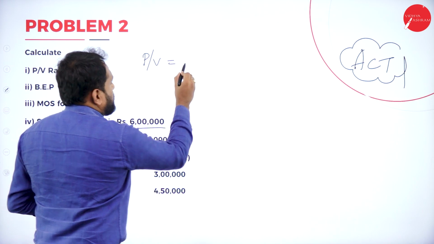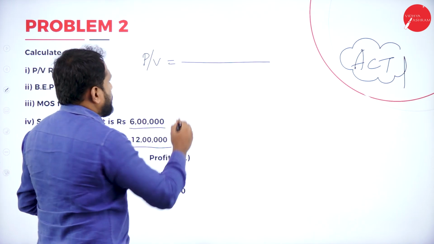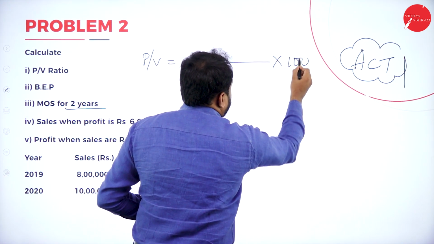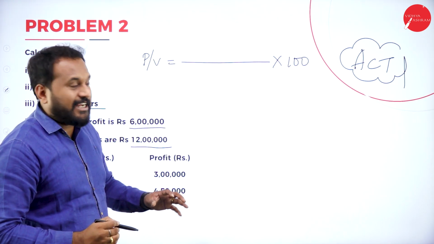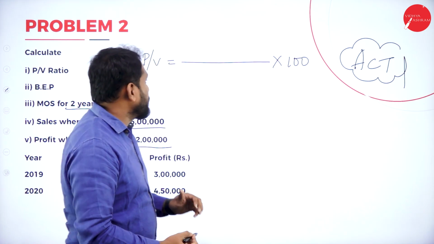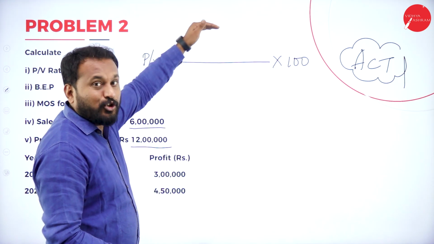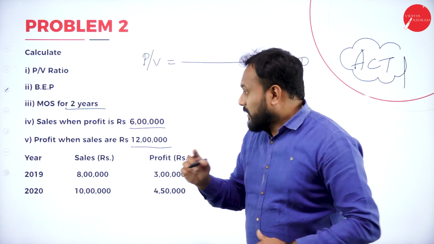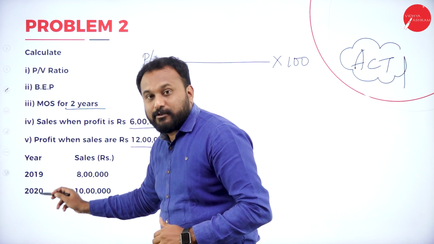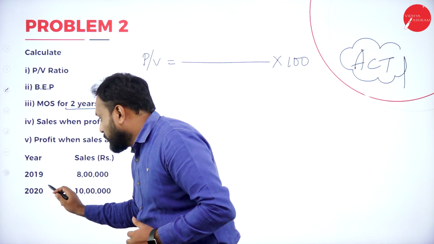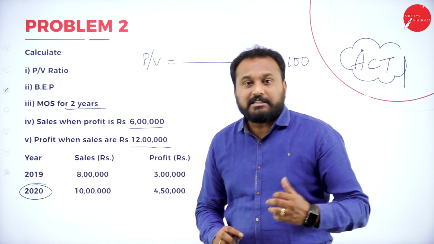The formula is very simple. PV is equal to, now draw this. You draw the line and then multiply by 100, because PV is always a ratio, it is always calculated with the 100, so you get percentage. Now what exactly are the numerator and the denominator? Understand how to remember. 2019 and 2020, which is the current year? Right now the current year is 2020. So what is the previous year?